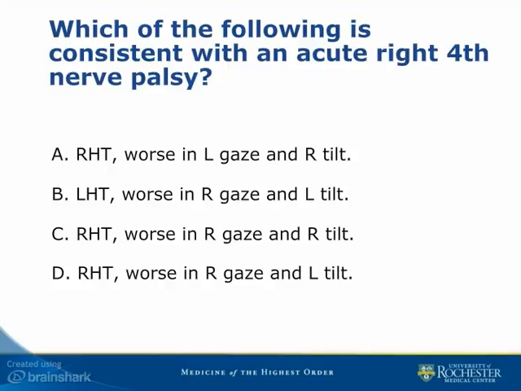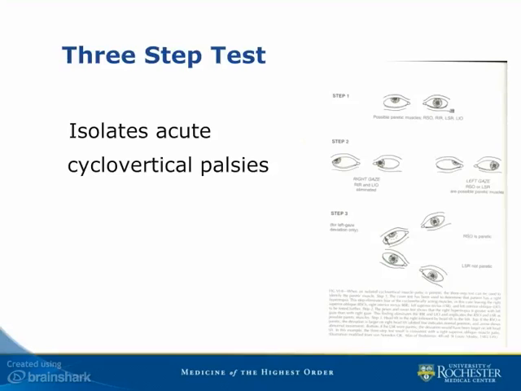When we have cyclovertical muscle paresis, we can do a test called the three-step test, and here's a practice problem for you. Which of the following is consistent with an acute right fourth nerve palsy? A. Right hypertropia, worse in left gaze and worse with right head tilt. B. Left hypertropia, worse in right gaze and with left head tilt. C. Right hypertropia, worse in right gaze and right tilt. Or D. Right hypertropia, worse in right gaze and left tilt. If you want to have some fun, pick out which muscle paresis all these answers are for. Take some time with this slide.